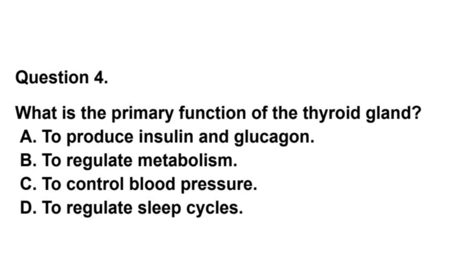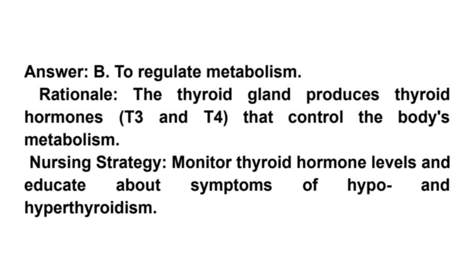Question 4. What is the primary function of the thyroid gland? A. To produce insulin and glucagon, B. To regulate metabolism, C. To control blood pressure, or D. To regulate sleep cycles. Answer B. To regulate metabolism. Rationale: the thyroid gland produces thyroid hormones, T3 and T4, that control the body's metabolism. Nursing strategy: monitor thyroid hormone levels and educate about symptoms of hypo and hyperthyroidism.